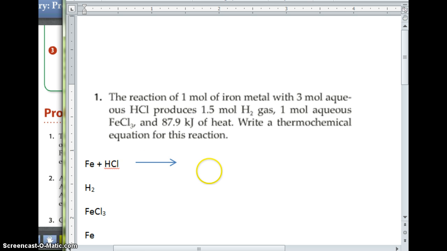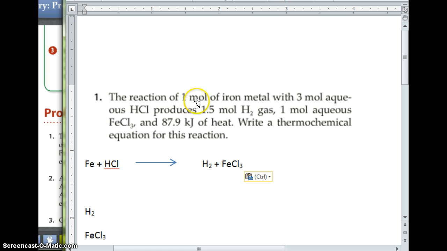and then, it produces what? 1.5 moles of H2 gas. All right, so it produces H2, and what else does it produce? It also produces 1 mole of aqueous FeCl3. All right, so I have that there. Am I done? No. Let's go back and see what else we have.